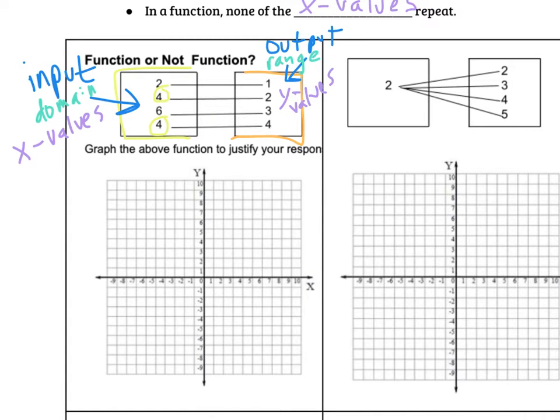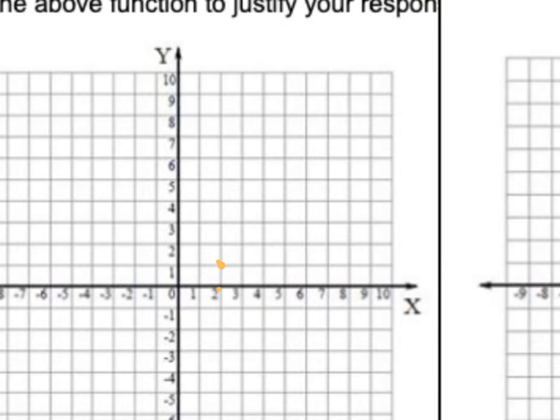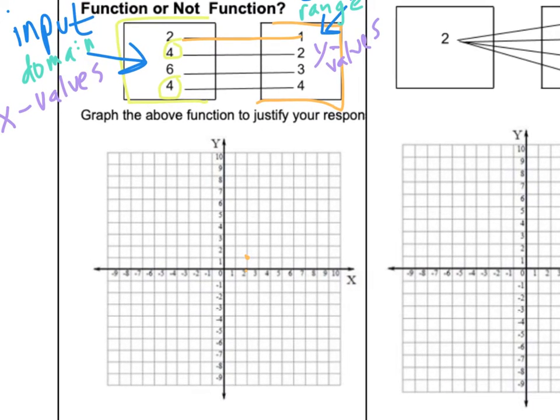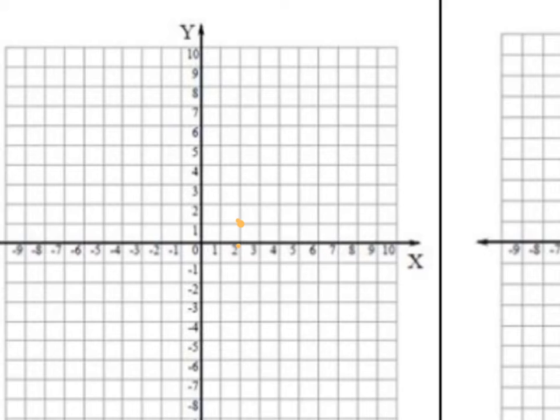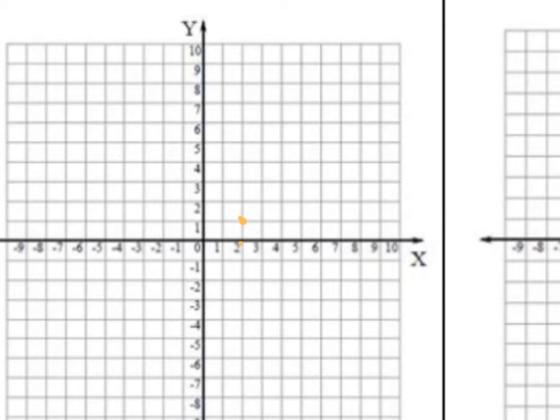Okay, so I want to prove something to you. So I thought we would graph these to justify it. Let's take our inputs and our outputs. If we graph our first ordered pair, the 2 and 1, so 2 on the x and 1 on the y, that shows up right there, our first point. Our next point is 4 pairs with 2. So over 4 and up 2 is right here.